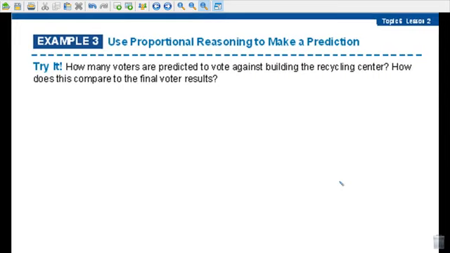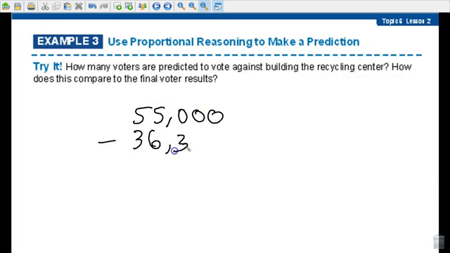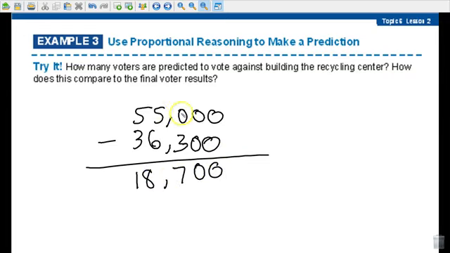So how many voters are predicted to vote against the building? Well, we would do 55,000 minus the 36,300. So when we do that, 55,000 minus 36,300, what do we get? You're right, we get 18,700. So we would make that a 4, make that a 10, and then we would make that a 4, make that a 14. So that is where we get this number.